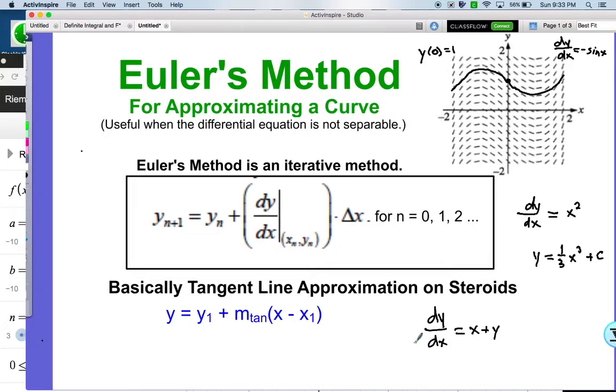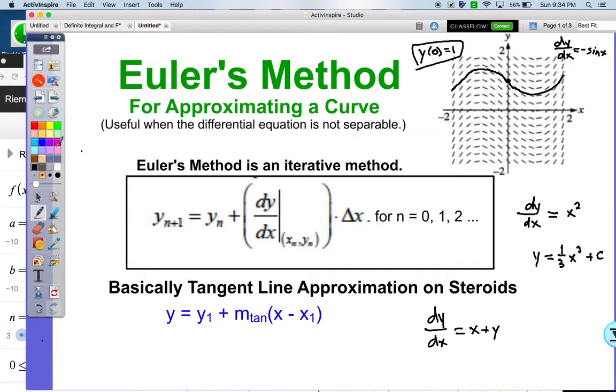So what Leonhard Euler, famous mathematician, said was, if I want to approximate a curve, I'm going to use an iterative method. It's basically the tangent line approximation. If I know what the slope is, which is the dy/dx, and I have an initial condition, say y of 0 is equal to 1, I can find the tangent line at that point (0, 1). And I can draw that.